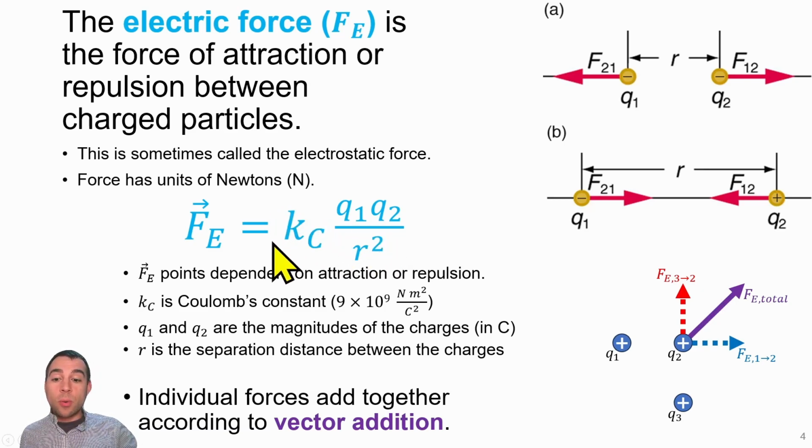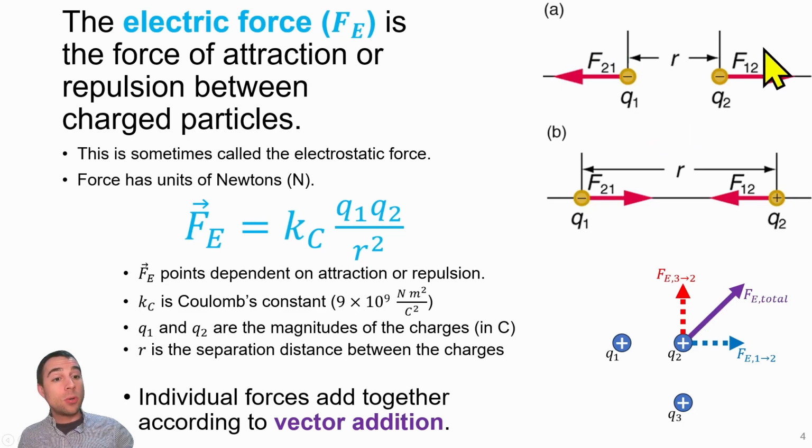And in this formula we have a constant called Coulomb's constant. The value is listed here, 9 times 10 to the 9th, and it has some pretty unique units with it as well: newtons times meters squared over coulomb squared. And then Q1 and Q2 are the charges of both objects involved in the electric force, and R is the distance that separates those objects.